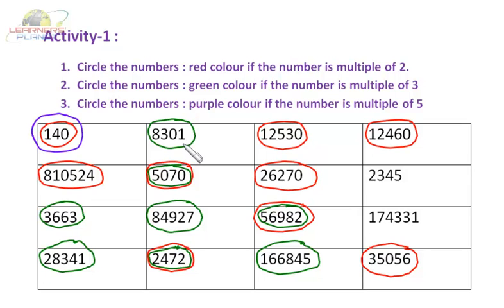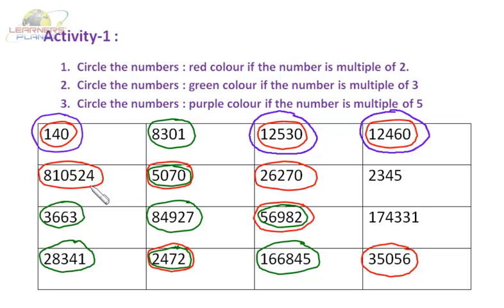Okay. Now this number, the unit digit is 1, but we want the unit digit to be 0 or 5. So this number is not a multiple of 5. Now let's see this number. In this number, the unit digit is 0. So it will be a multiple of 5, or we can say it is divisible by 5. So let's circle it. Now this number, further the unit digit is 0. So it will be divisible by 5, or we can say it is a multiple of 5. So let's circle it.